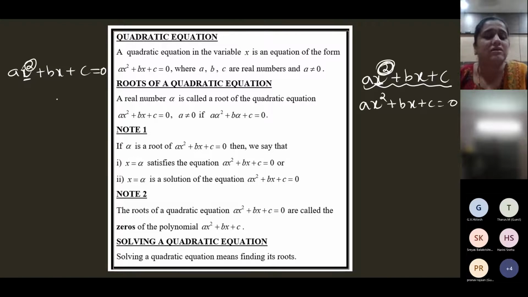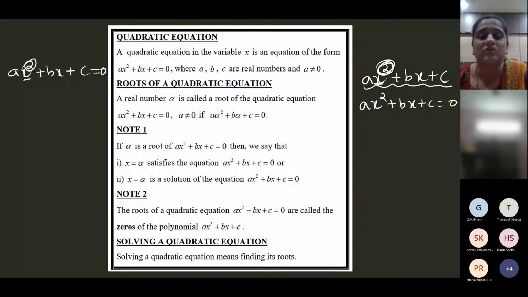And in general, you know that a quadratic equation has two zeros. When we say zeros, it's actually to a polynomial. So a quadratic polynomial has a maximum of two zeros, or a quadratic equation has two roots or two solutions. A quadratic equation can have a maximum of two roots or two solutions. So these solutions are the two values that can satisfy the quadratic equation.